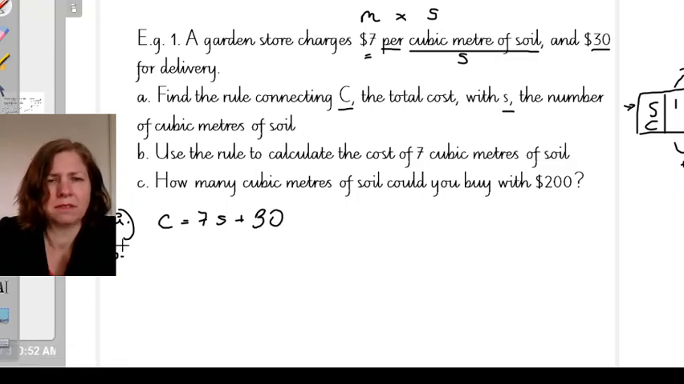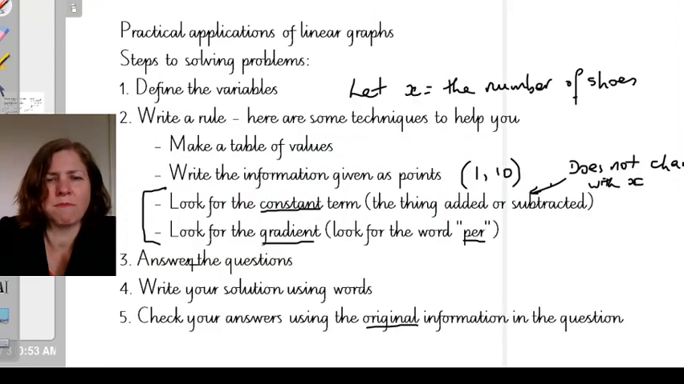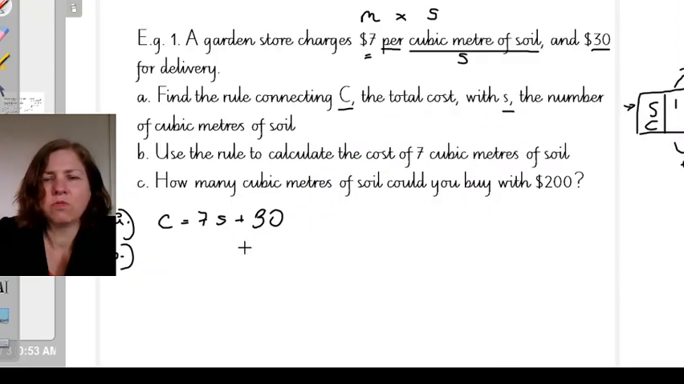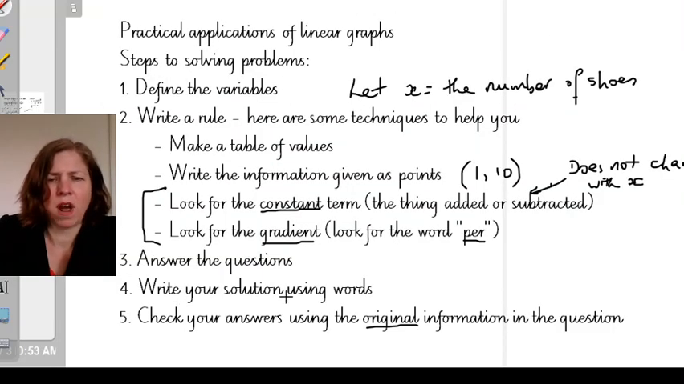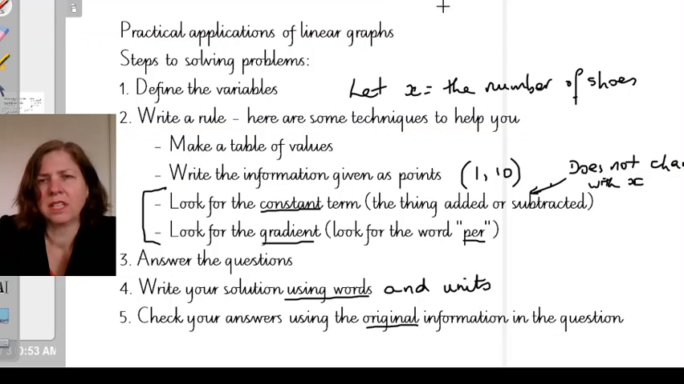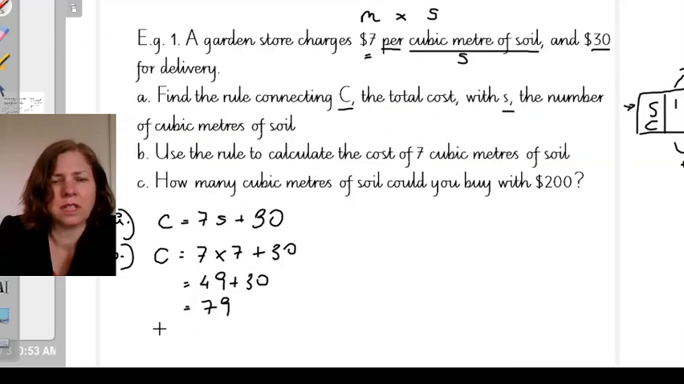All right, part B. Now I'm up to step 3, answer the questions. Use the rule to calculate the cost of 7 cubic meters of soil. So all I do then is I substitute in S is 7, and I go 7 times 7 is 49 plus 30, which gives me $79. And I have to remember to write the solution using words, or I should pop in here units. Don't forget your units. And in this case, the units will be dollars.